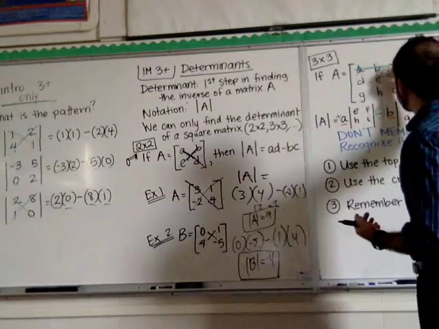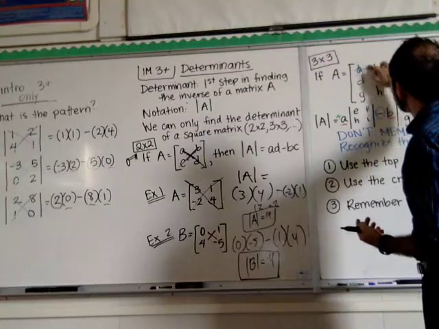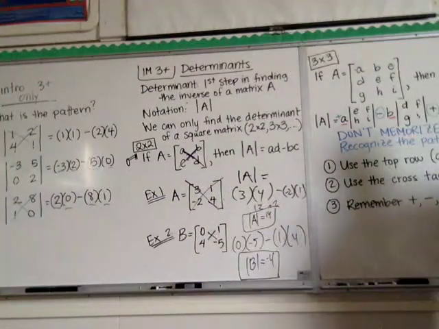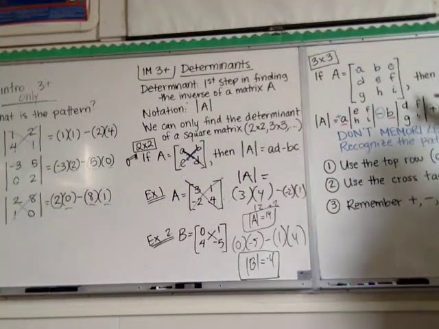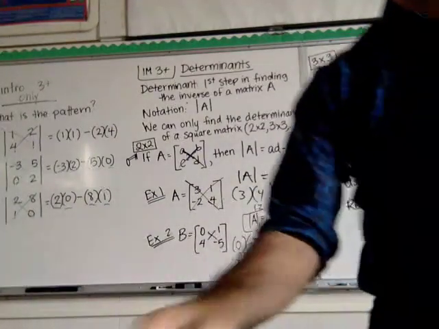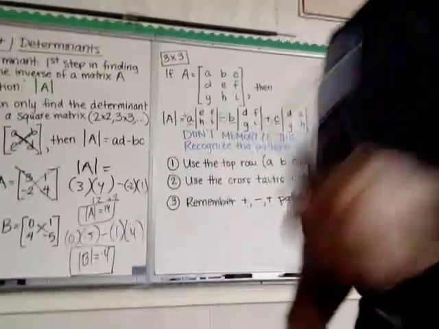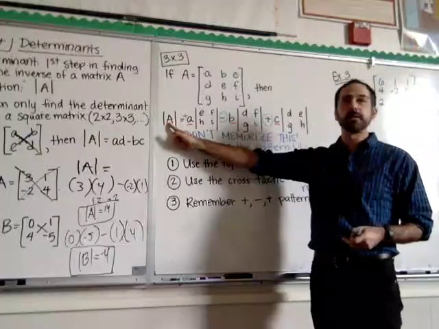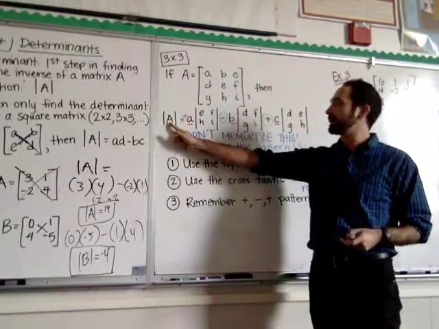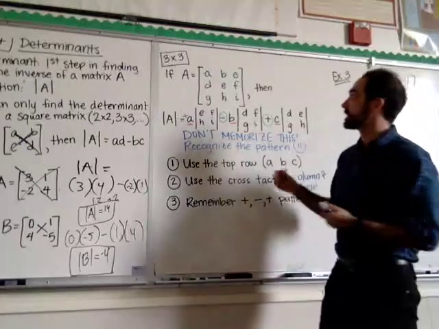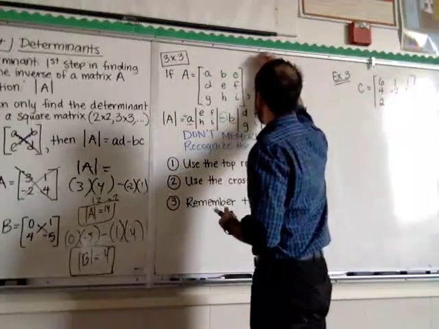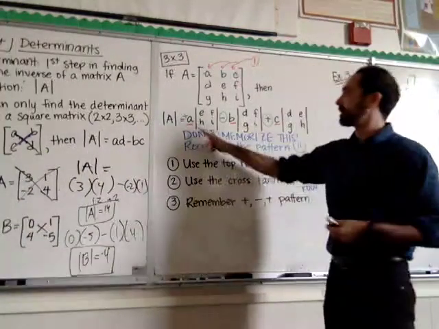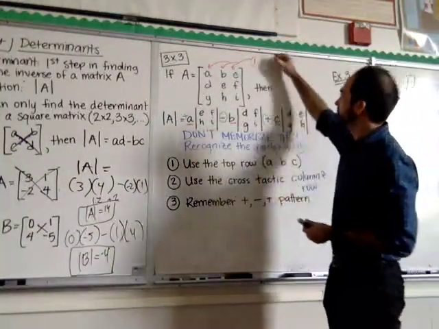Okay, so let me erase some of these colors that are left here. All right, first off, if we have a 3 by 3, it gets a little bit more complicated, just a little bit. If we have a 3 by 3, here's matrix A. We're going to take the determinant of matrix A. We're going to find that. And what we first look at is this top row. I'll do some side notes here, just kind of like arrows. This top row, these are our scalars.